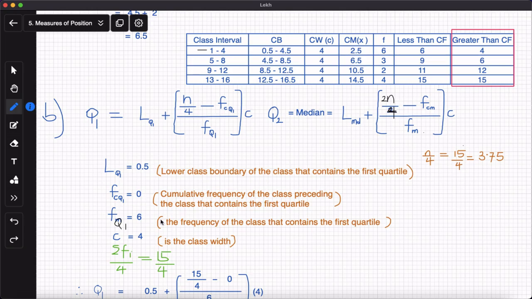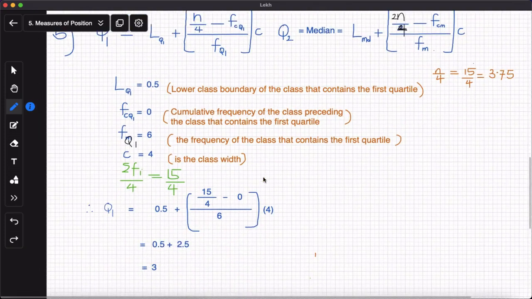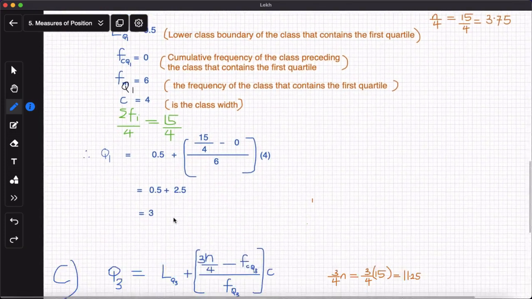I'm talking about this base. So cumulative, this base. So if there was a frequency that preceded this one, we would have written it, but nothing precedes this one. So we will have to write 0 here. But what is now the frequency of the class that contains the first quartile? That happens to be 6 here, this one. So we'll take that and write 6 there. So we have 4 as the class width or class size, which you can see from here. So we'll substitute everything and then we get our answer.